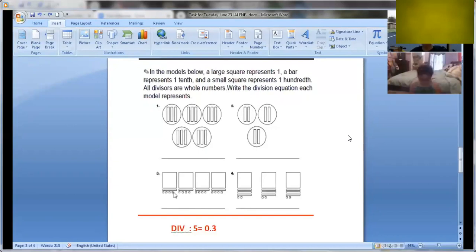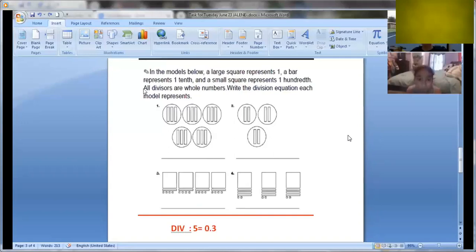So repeat with me. 1 square represents what? 1 square represents 1. A bar represents what? 1/10. And a little square represents? 100. Okay, continue the reading.